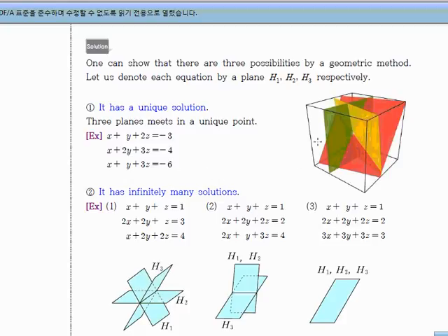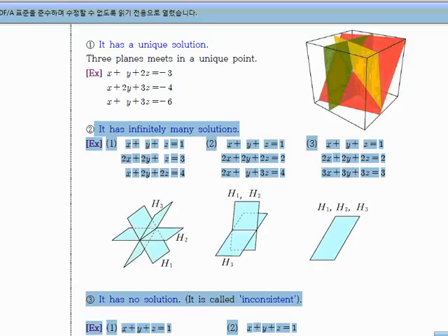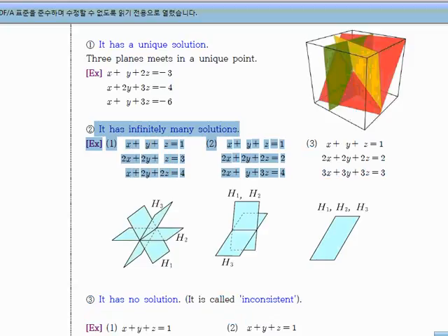Here, we may have a unique solution like this. If those three planes meet at one point like this, if we describe the three different planes like this, then you see there's only one point where all planes meet. And there are also several examples that have infinitely many solutions like this.